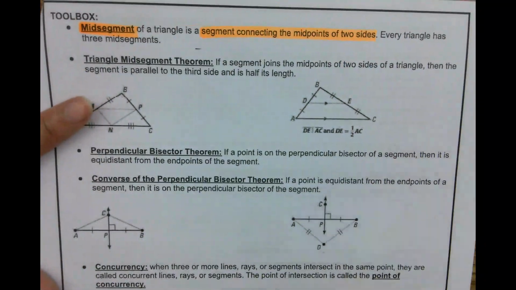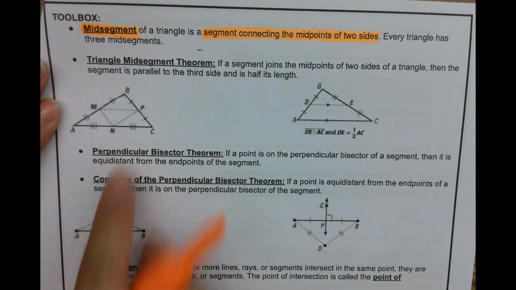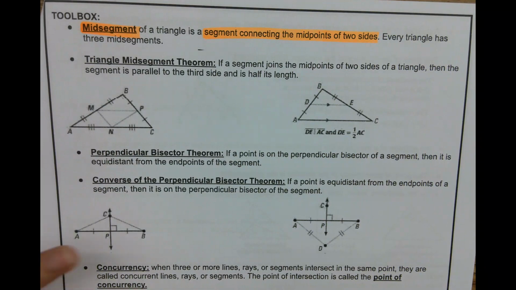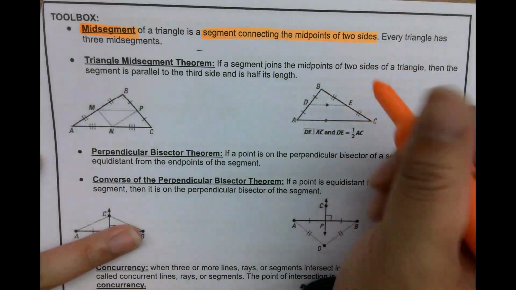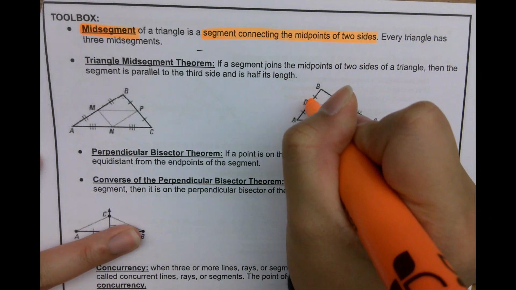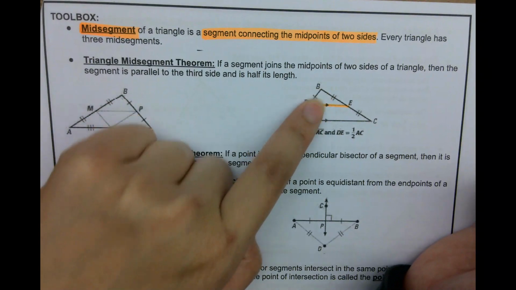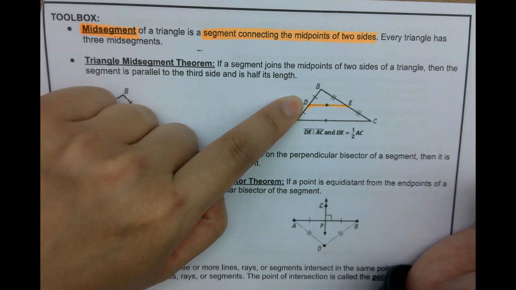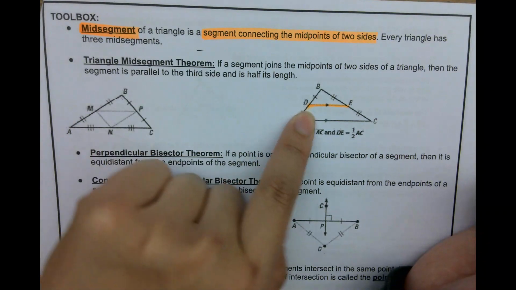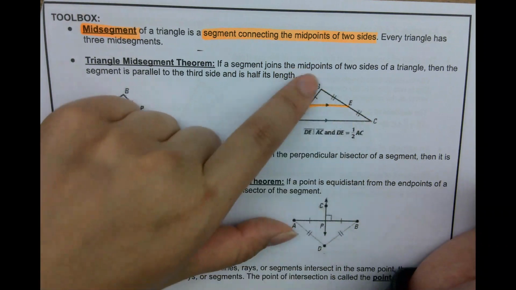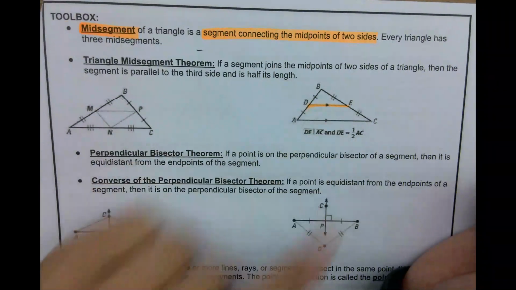Every triangle has three mid-segments. We see that right here. Again, a mid-segment goes from midpoint to midpoint. So this is an example of a mid-segment. D is the middle of BA, so BD and DA, D cuts it in half. D is the midpoint, and it connects to the midpoint on the other side. BE, EC, E is the midpoint, so it goes from midpoint to midpoint.